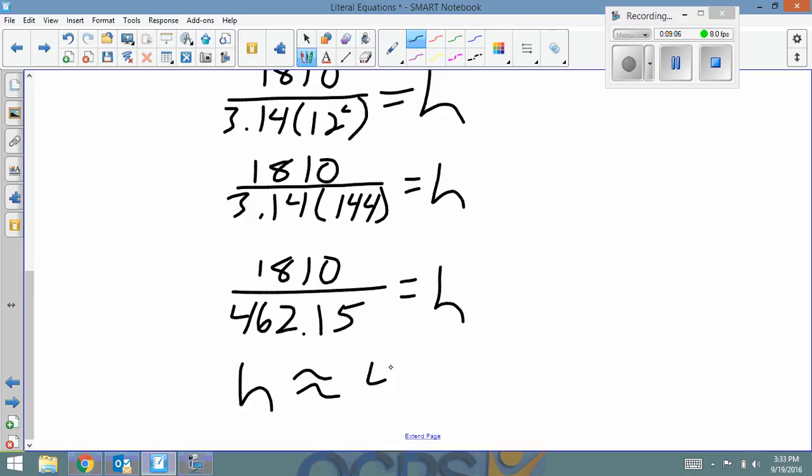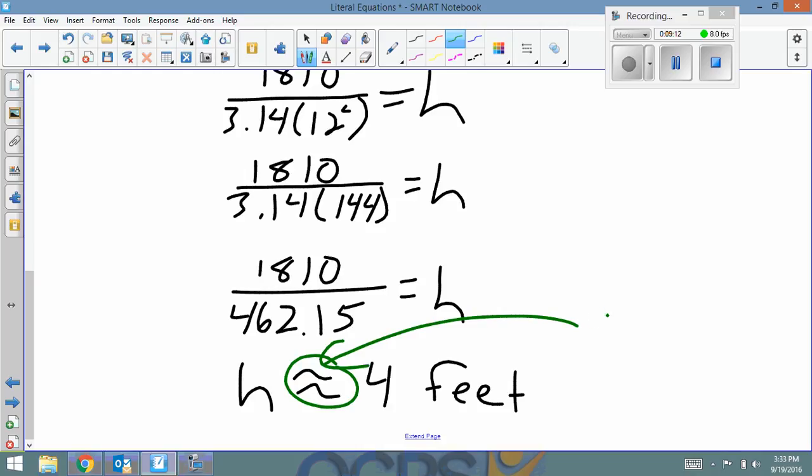And remember, we're going to be approximate. That's what this means right here. That means approximate. Okay, and because we had to round, that's why we're doing that.